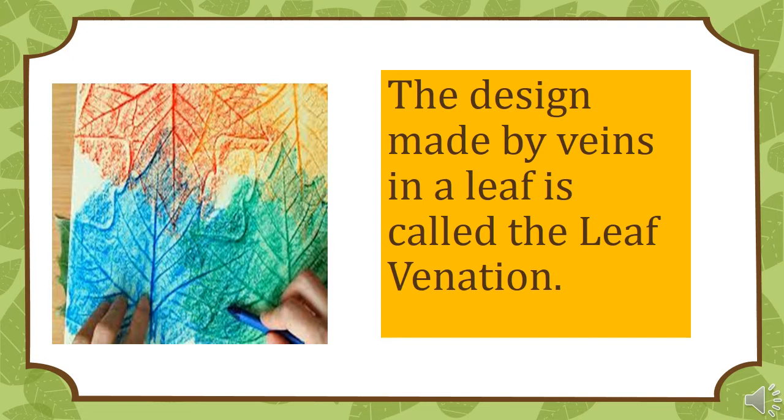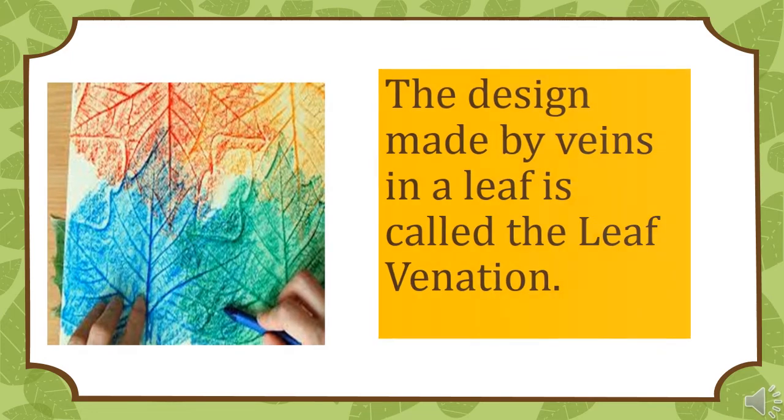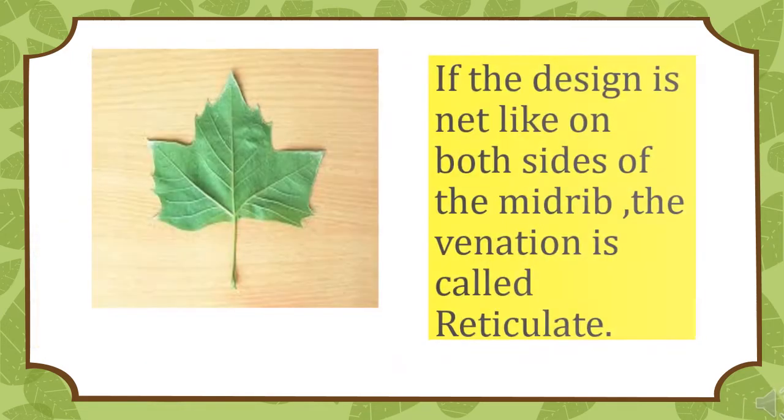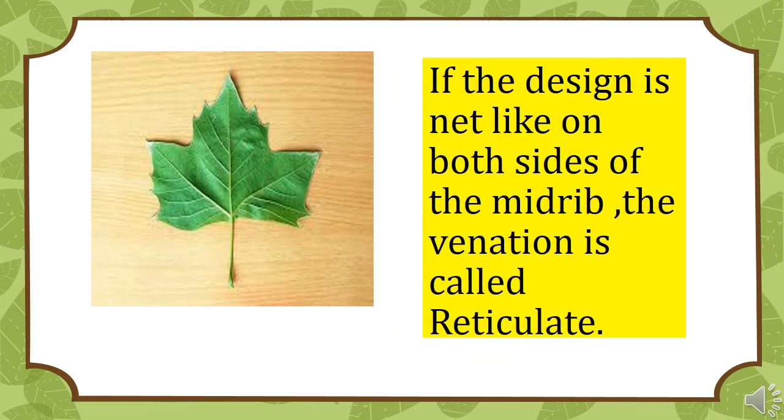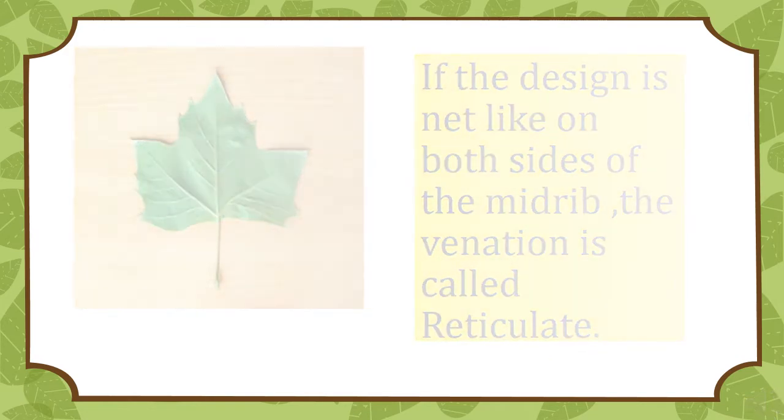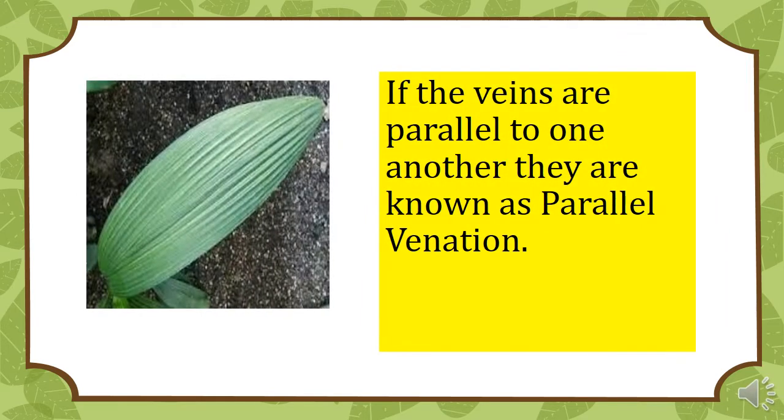Now let us learn about leaf venation. The design made by veins in a leaf is called the leaf venation. If the design is net-like on both sides of the midrib, the venation is called reticulate. See the picture? If the veins are parallel to one another, they are known as parallel venation. So we have two types of venations, reticulate venation and parallel venation.